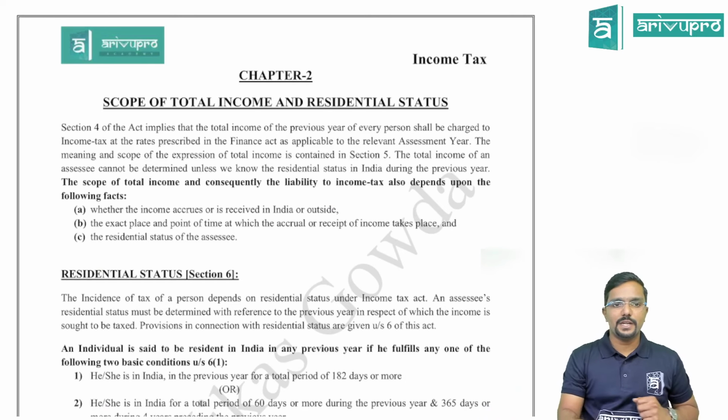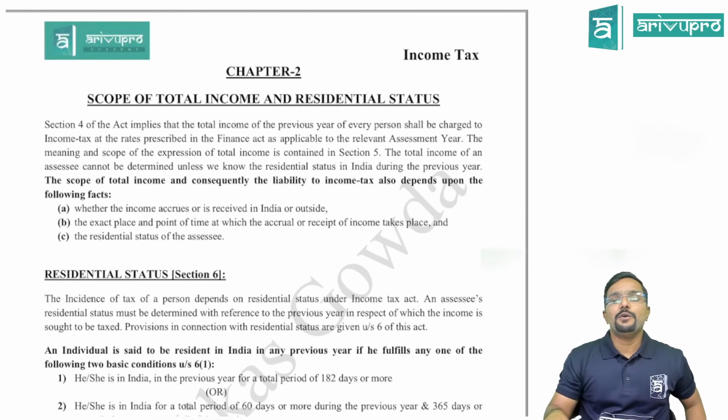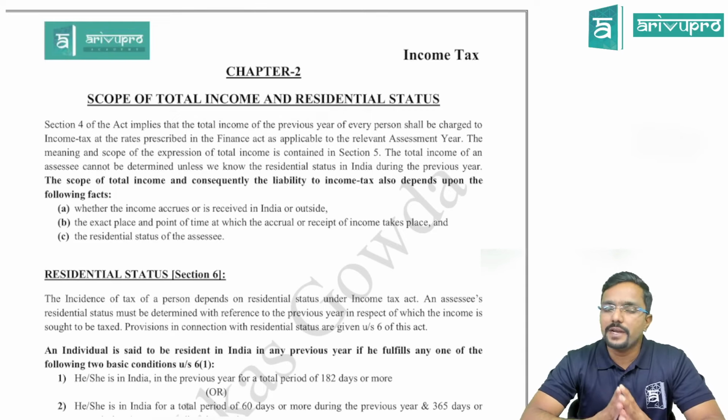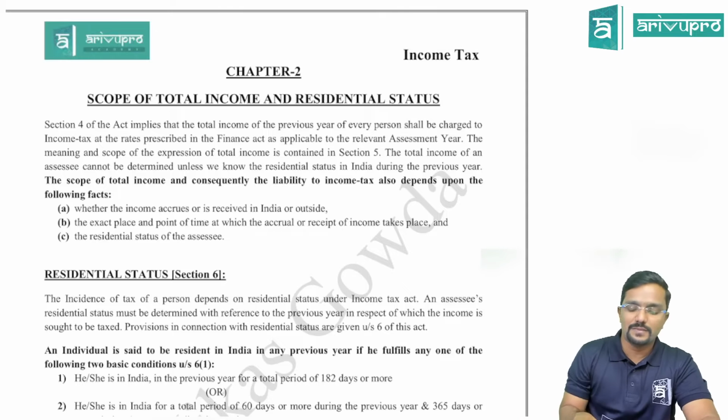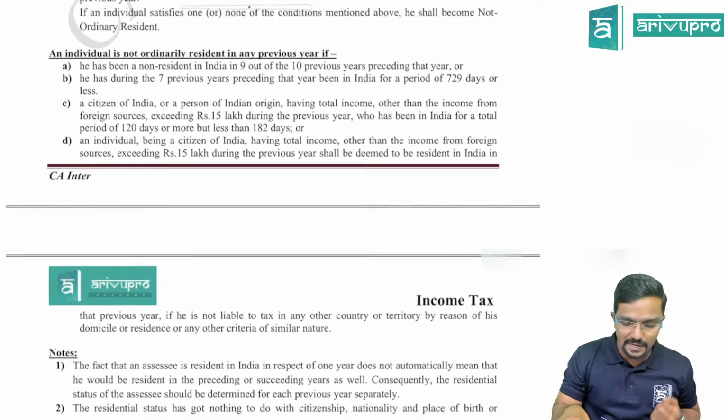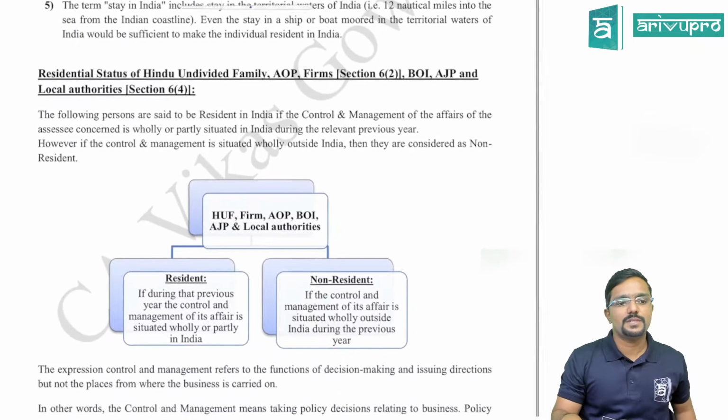Guys, we shall continue. So we were doing chapter 2. We had discussed residential status of individual in detail in our previous class. We have the remaining categories of persons, with respect to which we have yet to discuss the residential status. Let's start with that. Yesterday we were done with 6.1 and 6.6 in detail. Come to this part.